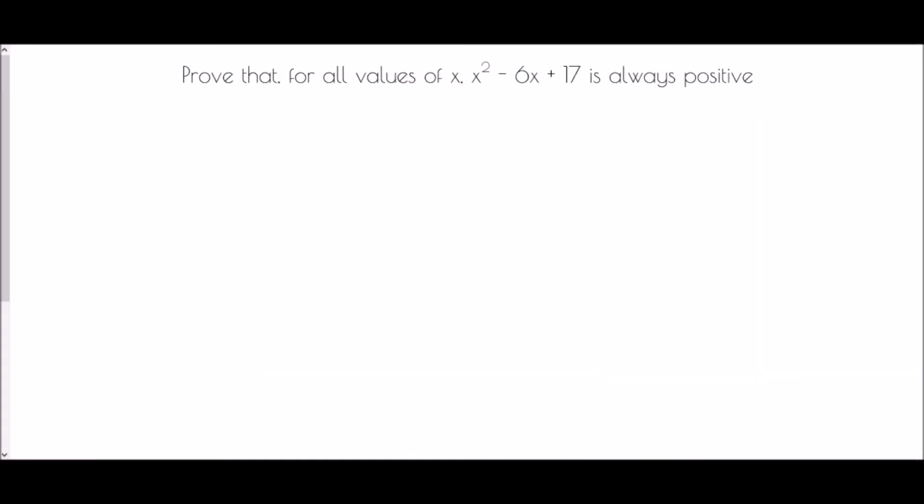And finally we come to prove that for all values of x, that x squared minus 6x plus 17 is always positive. Now for this one, it all comes down to our manipulation of this expression. We've got x squared take away 6x plus 17. Now usually what we would like to do straight away is to try and factorise an expression like this. But the problem is here that x squared minus 6x plus 17 does not factorise. And so the only other option we have here is to complete the square.